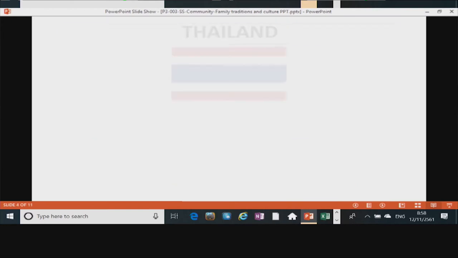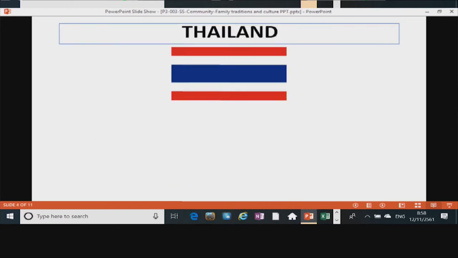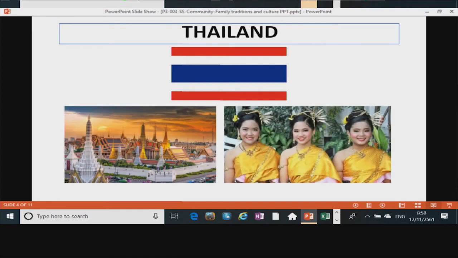Does anybody know this flag? Yeah, I thought you might guess this one because you know your own country. This is the Thai flag. And you have a picture of a temple. And are these people from Thailand? Yes. How do you know? The dress. So you see, Thai tradition and culture. You can tell by their clothes and the way they look. Oh, this is Thailand.